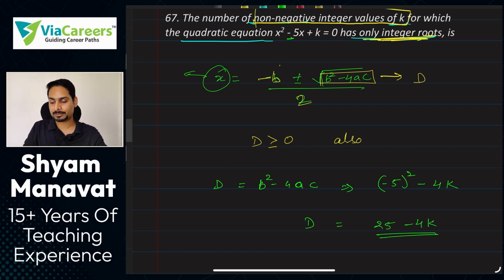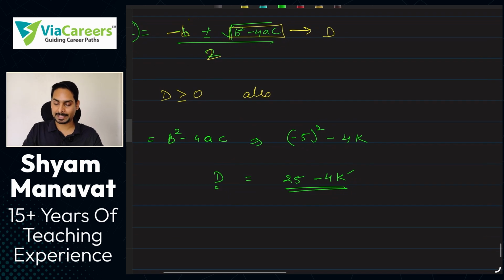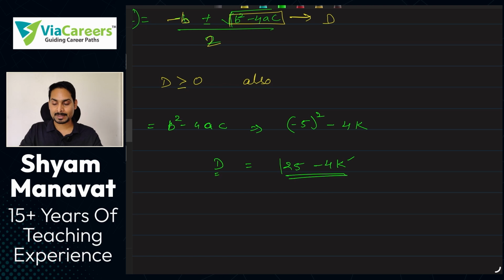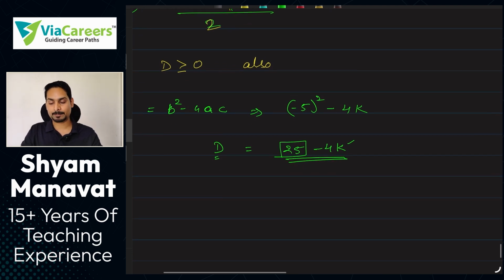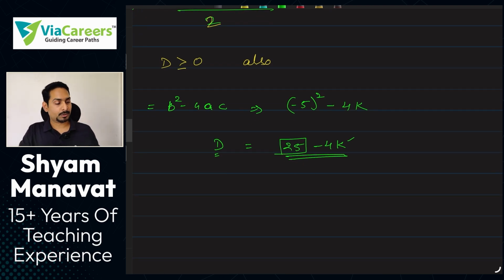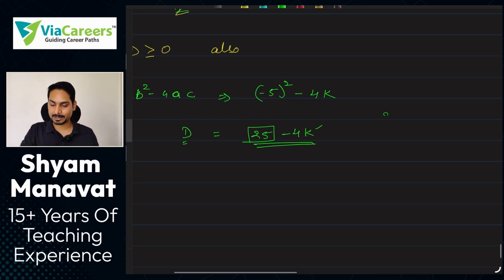Correct? Now we need to substitute the possible integer values of non-negative k, meaning 0 can also be included, such that we get a value of d which is a perfect square. Okay, one more thing to keep in mind. It is 25 minus 4k, so we need all the perfect squares which are equal to or less than 25. What are the perfect squares? 25 itself is a perfect square. Then you have 16, then 3 square 9, 2 square 4 and 1 square 1.